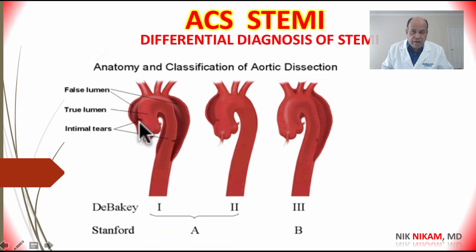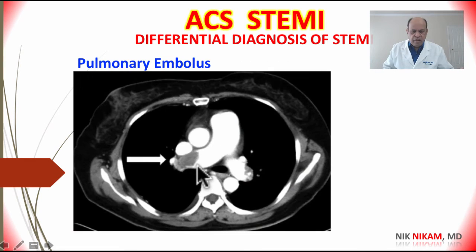Dissection, I talked about dissection. If the aortic dissection involves the proximal portion of the aorta, it can compromise the circulation in the coronary arteries, and I have seen one or two cases where an acute dissection has presented as an acute myocardial infarction. A pulmonary embolus, as you can see, a filling defect here in a CT of the chest with contrast in the pulmonary artery, and that can also present with acute chest pain.